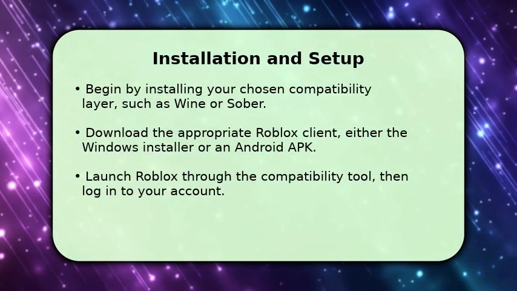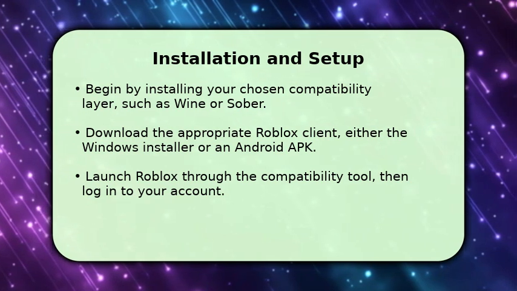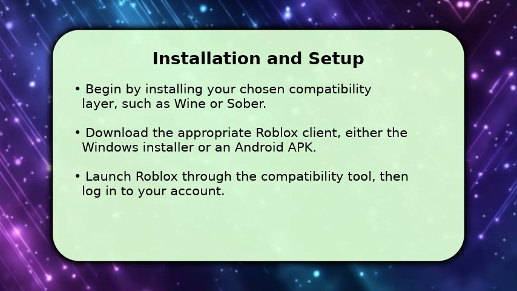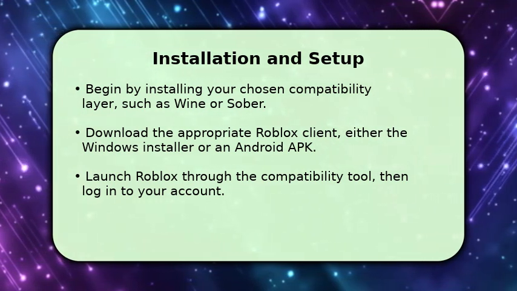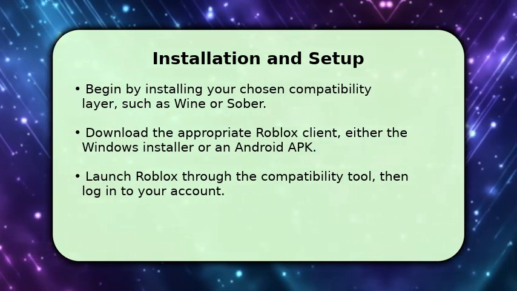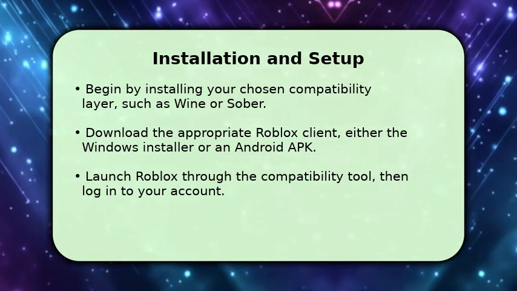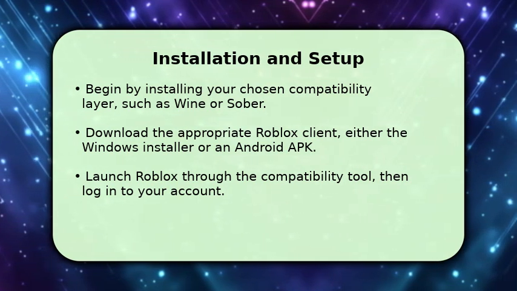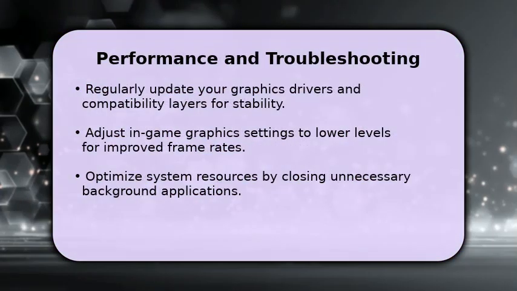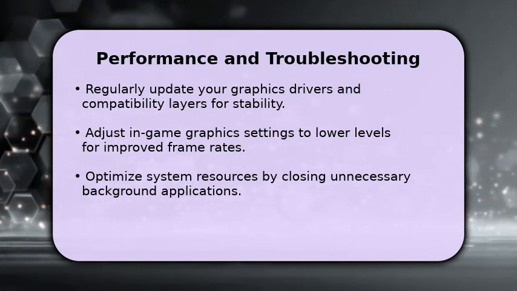The installation process involves a few straightforward steps. First, install your preferred compatibility layer, like Wine or Sober, using your Linux distribution's package manager or Flatpak. Next, download the Roblox client. This could be the Windows installer from the official website or an Android APK bundle for Sober. Once downloaded, simply launch the Roblox application through your installed compatibility tool, and you will be prompted to log in or create an account.